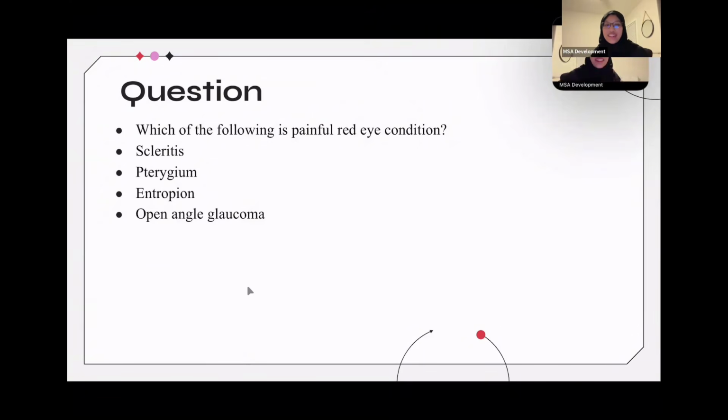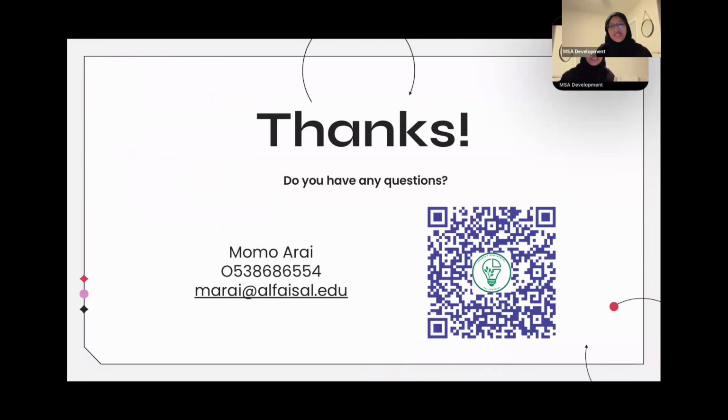Which of the following is a painful red eye condition? This is easy, I think. Hopefully. Scleritis is painful. Pterygium is a benign growth, not painful. Entropion is the eyelid being turned inwards. It's not painful, it's just irritating. This is red eye, okay? It causes red, painful eye. Open angle glaucoma takes over time. It's a painless, silent condition.